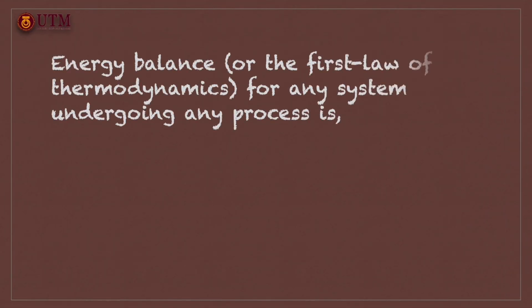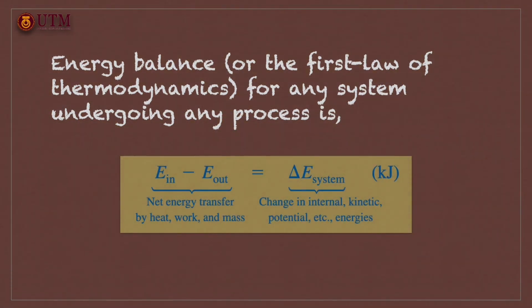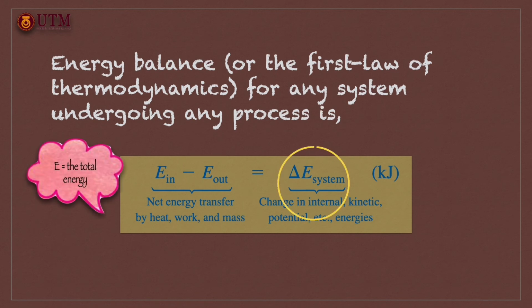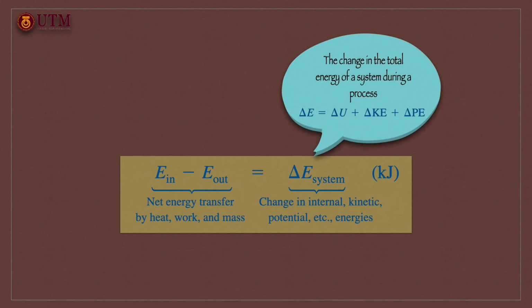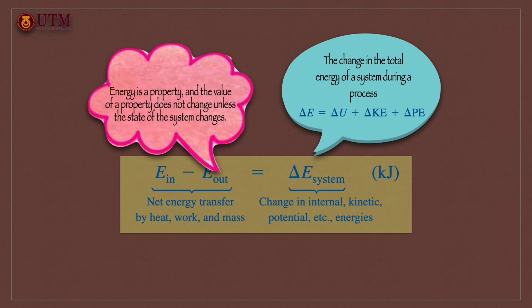Energy balance, or the first law of thermodynamics for any system undergoing any process, is revealed here. Delta E is the change in a system's total energy during a process. It is the sum of the changes in its internal, kinetic, and potential energies. Note that energy is a property, and the value of a property does not change unless the state of the system changes.